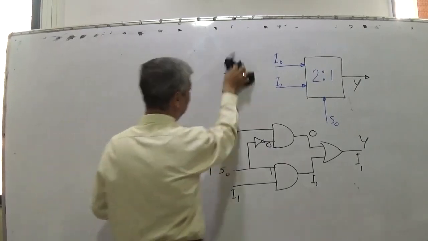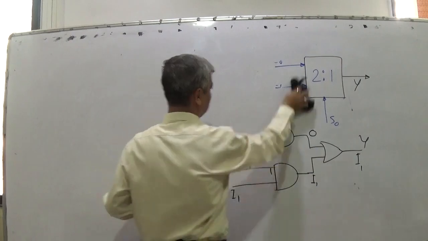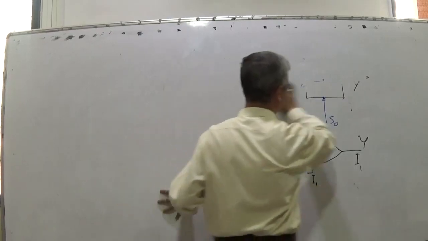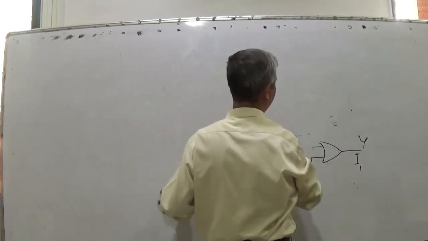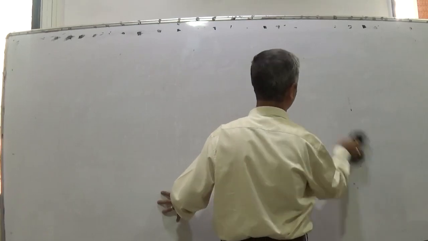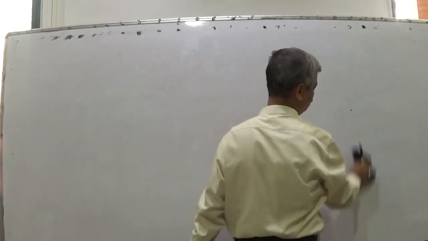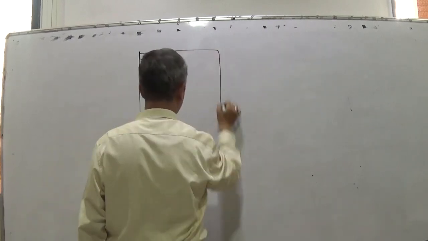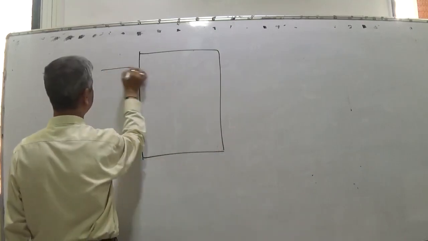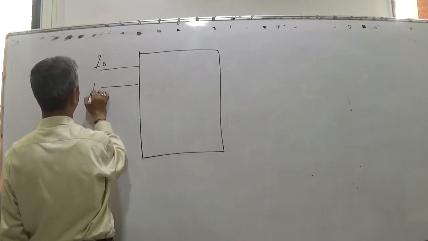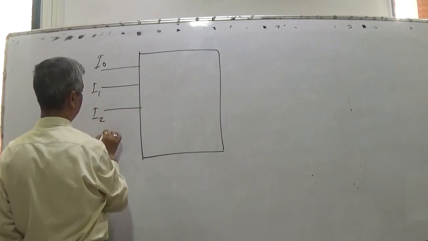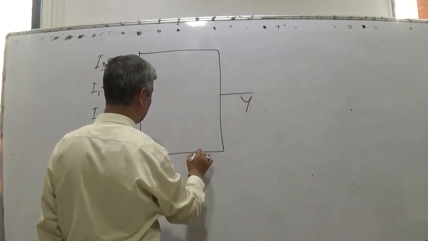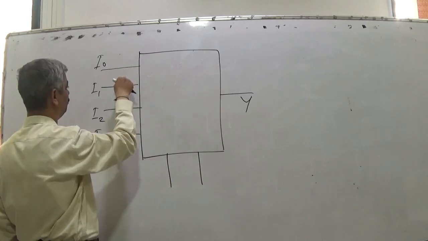we will go for designing the next multiplexer, a 4:1 multiplexer. We design a 4:1 multiplexer for which we use 2:1 multiplexer blocks. So what I want is one 4:1 multiplexer. How many input lines will it have? I0, I1, I2, I3. What is the output? Y. But how many select lines should be there to select out of 4 combinations?